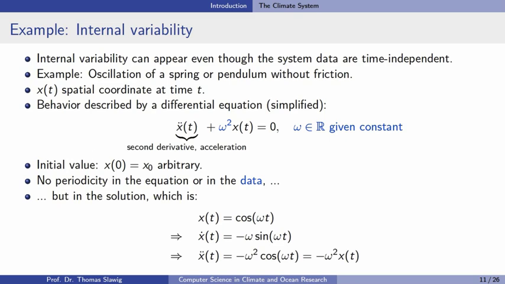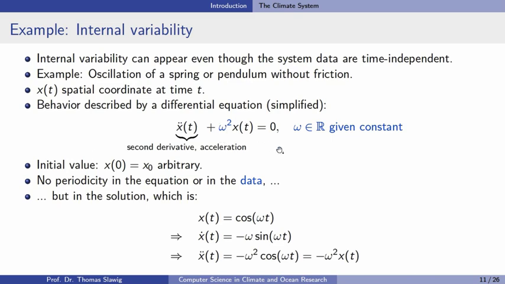And x is the spatial coordinate at time t, x of t, so it's a function. And the behavior is described, this is simple physics, and this equation is even simplified for the pendulum, by a differential equation where the second derivative of the spatial coordinate, so the acceleration of the spring or the pendulum, appears, and it's related to the spatial coordinate itself. So if I pull at the spring and increase the x, then this determines the acceleration if I then let it go. It's the same for the pendulum.